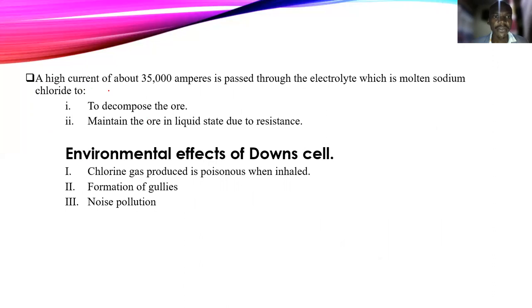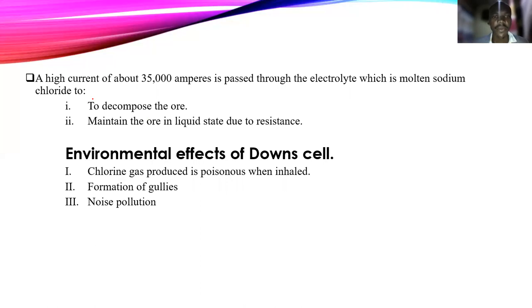Also, a high current of about 35,000 amperes is passed through the electrolyte, which is molten sodium chloride. Somebody can ask you why a current of about 30,000 to 40,000 amperes is passed through the molten sodium chloride. That is to decompose the ore and to maintain the ore in a liquid state due to the resistance.